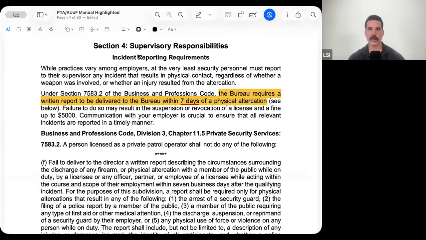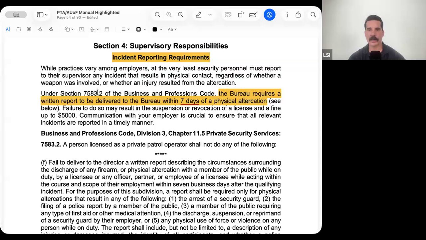All right, section 4, supervisory responsibilities. Go ahead and highlight the heading where it says incident reporting requirements. You can highlight that. I'll have my assistant read the first paragraph. While practices vary among employers, at the very least, security personnel must report to their supervisor any incident that results in physical contact, regardless of whether a weapon was involved or whether an injury resulted from the altercation. All right, so you always report to your supervisor any kind of altercation between yourself and someone else.